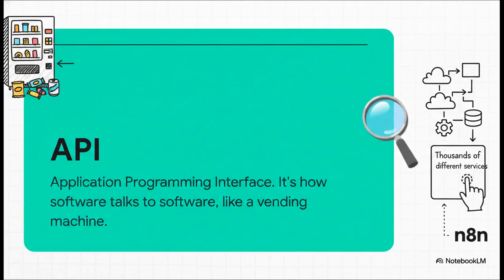Now, I know that term can sound a little techy and intimidating, but the analogy here makes it so simple. An API is just like a vending machine. You don't need to know how the machine works on the inside, right? You just walk up, push a button for what you want, that's your request, and out pops your snack. That's the response. n8n lets you connect to thousands of these APIs, unlocking the power of all those services.